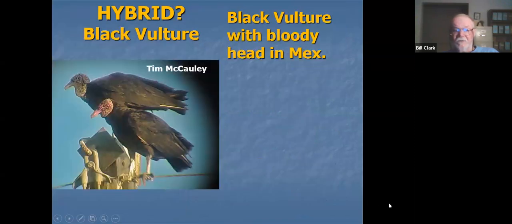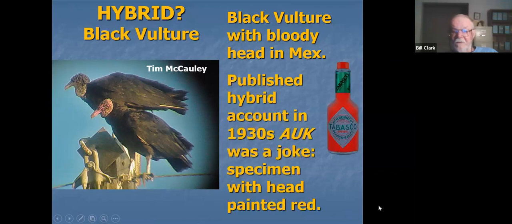So here's a black vulture with a red head, and this was taken in Mexico. One might think that this might be a hybrid, but it's not. It's just blood from the carcass that he was last in. But there was a published account of a hybrid in the Auk, which was meant as a joke.